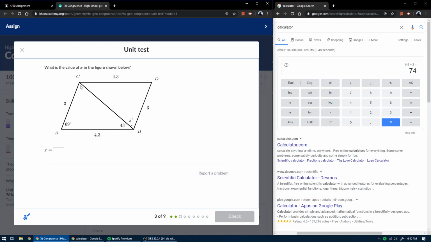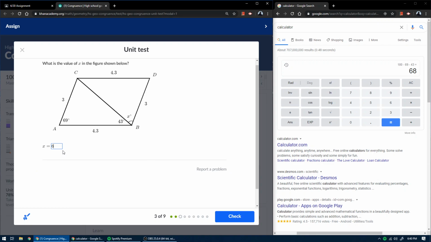So what's over here? Well, this plus this is 180. So 180 minus 69 minus 43. That's what x is. That's what this angle is. They're congruent. Therefore, this is the same angle, 68 degrees.